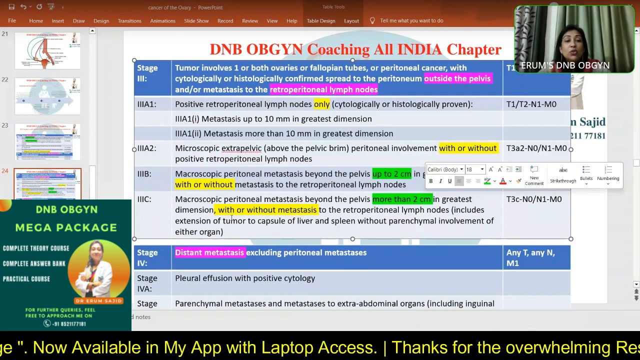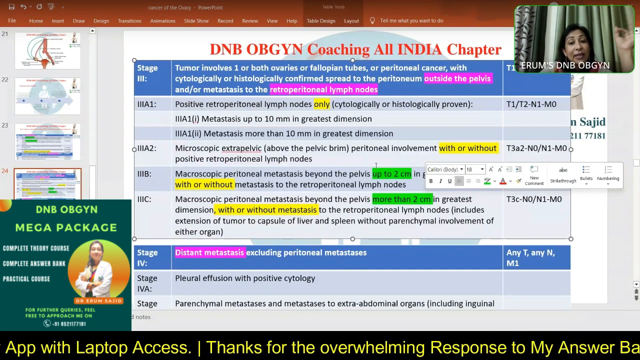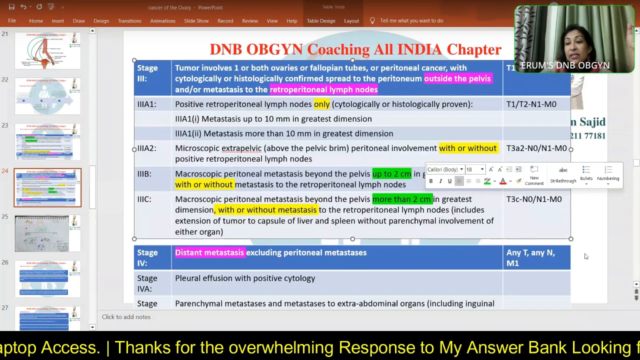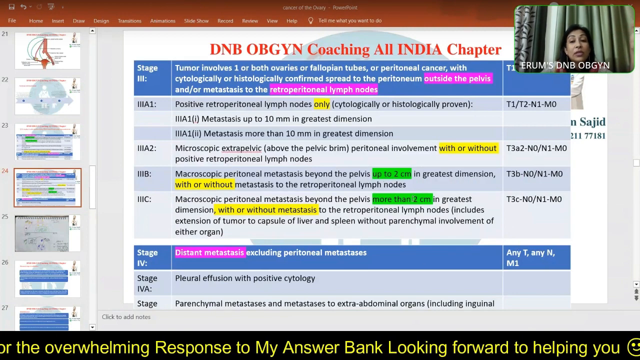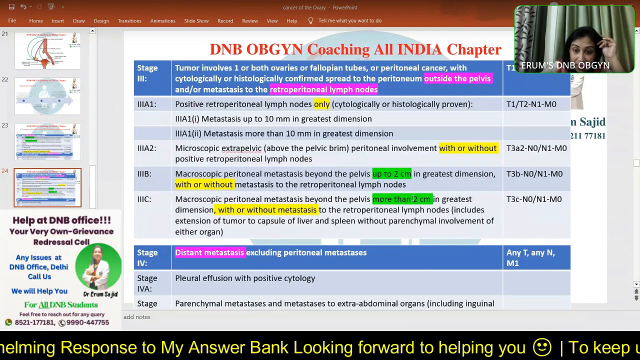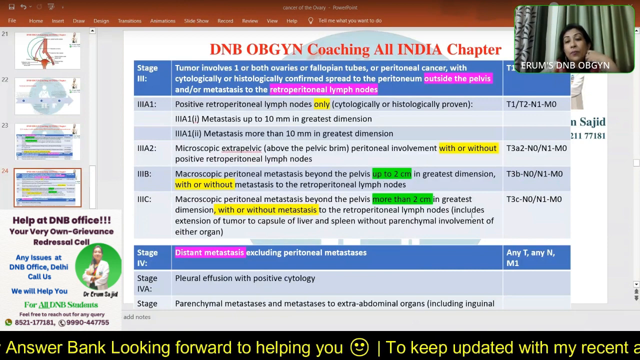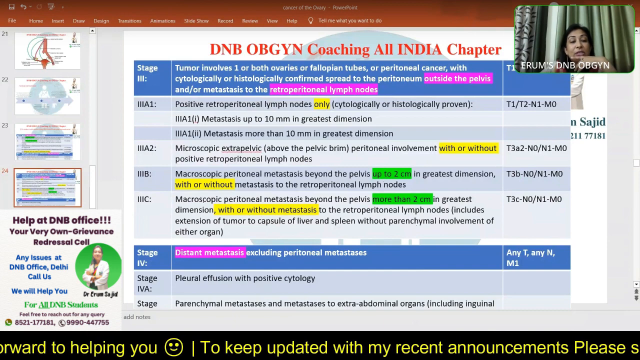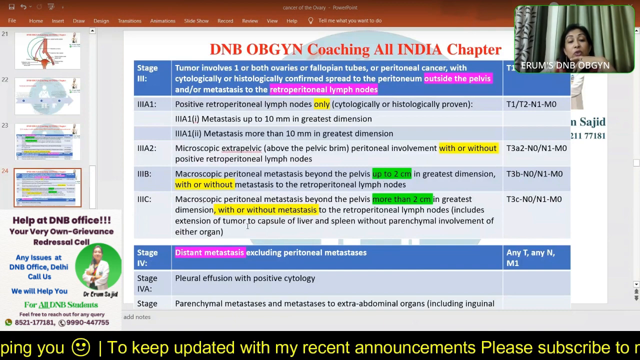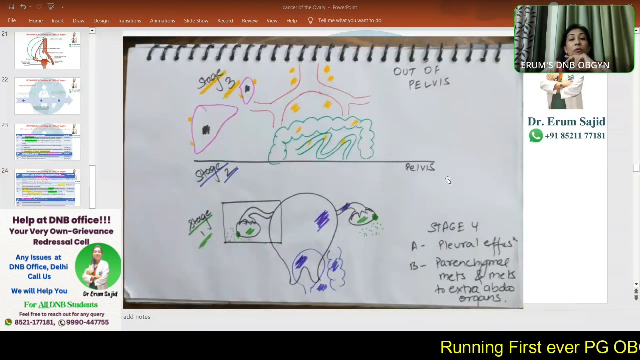Anyways, so 3A1 is only retroperitoneal lymph nodes, 3A2 is microscopic deposits in the peritoneum, and 3B, 3C, they are all macroscopic deposits. One is less than 2 centimeters, one is equal or more than 2 centimeters, right? Now, one thing over here I'd like you to read and know. Stage 3C includes the extension of tumor to the capsule of liver and spleen without parenchymal involvement of either organ. And here comes my beautiful figure.